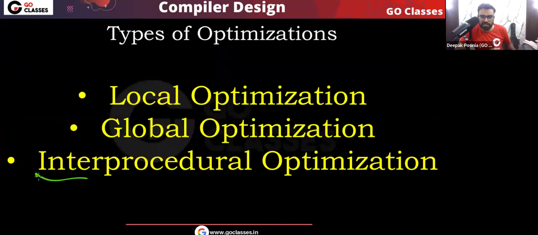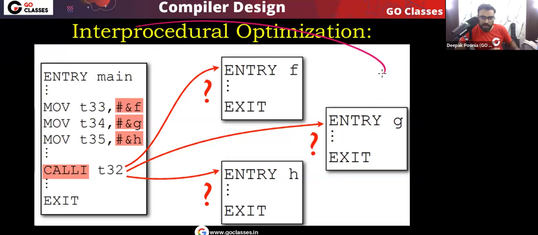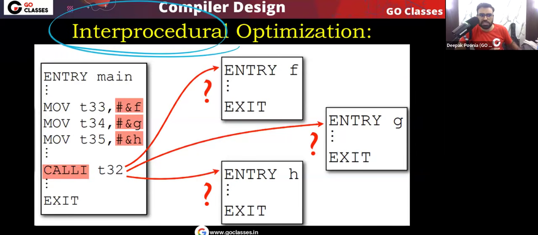Now let's see what this inter-procedural optimization is. This means if you perform some optimization on the entire program, that will be called inter-procedural optimization. It means you are going between the procedures. You can notice here we have a main function, function f, function g, function h.